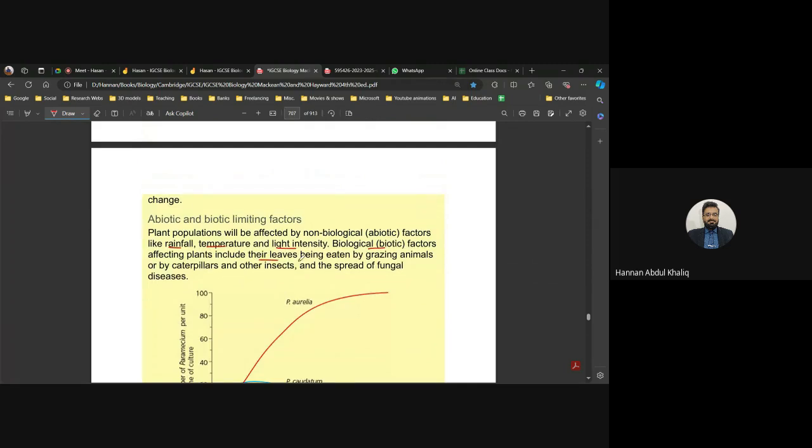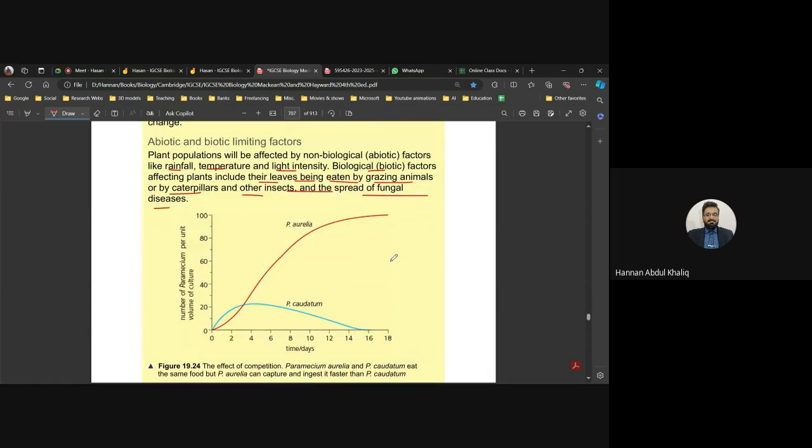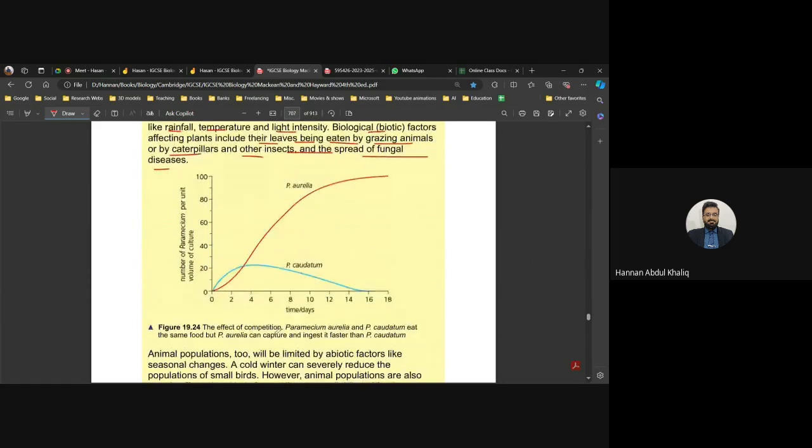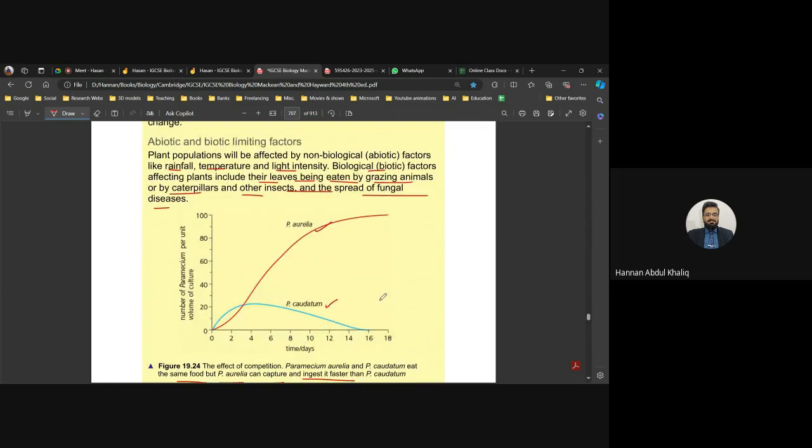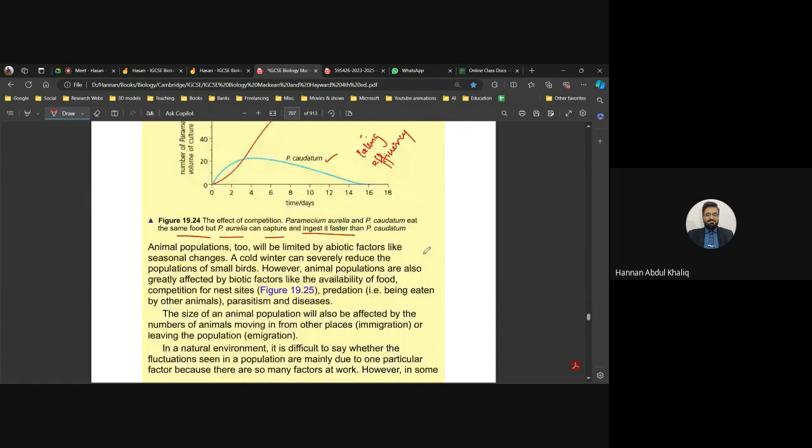Affecting plants, including their leaves being eaten by grazing animals or by caterpillars and other insects, and the spread of fungal diseases. So these are some biotic limiting factors that are causing the organisms to get limited. This is a graph in which Paramecium aurelia and Paramecium caudatum eat the same food, but P. aurelia can capture and ingest faster. So its population is rising, but caudatum is falling because it doesn't have the eating efficiency.